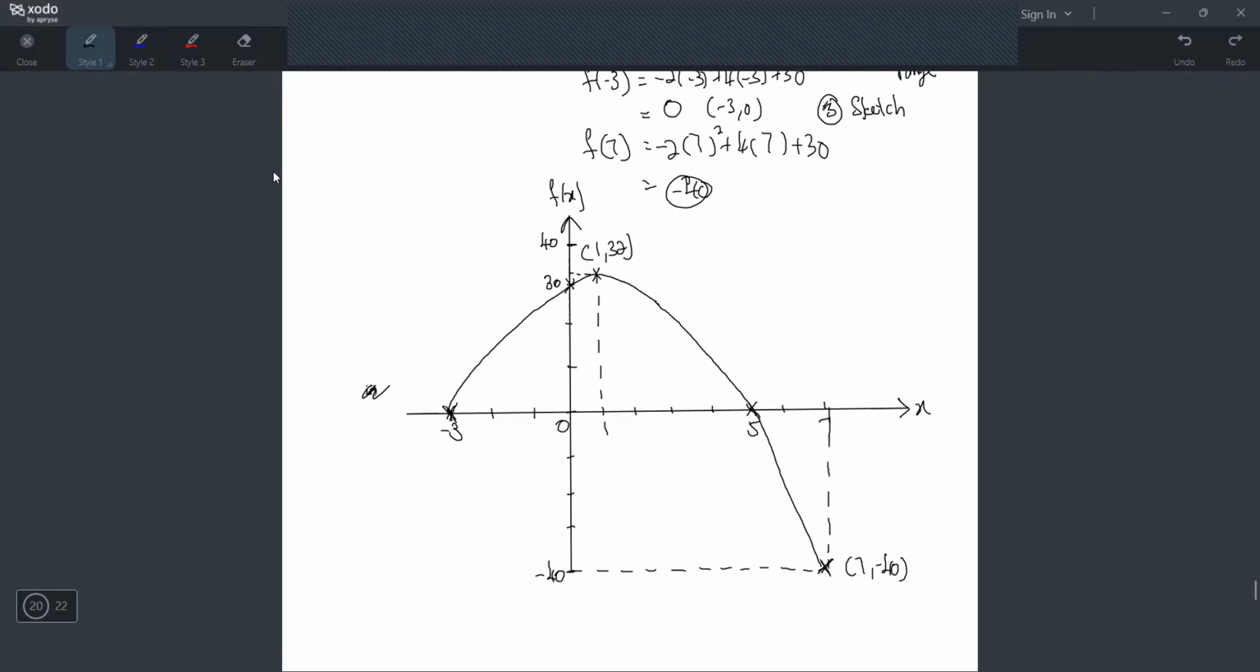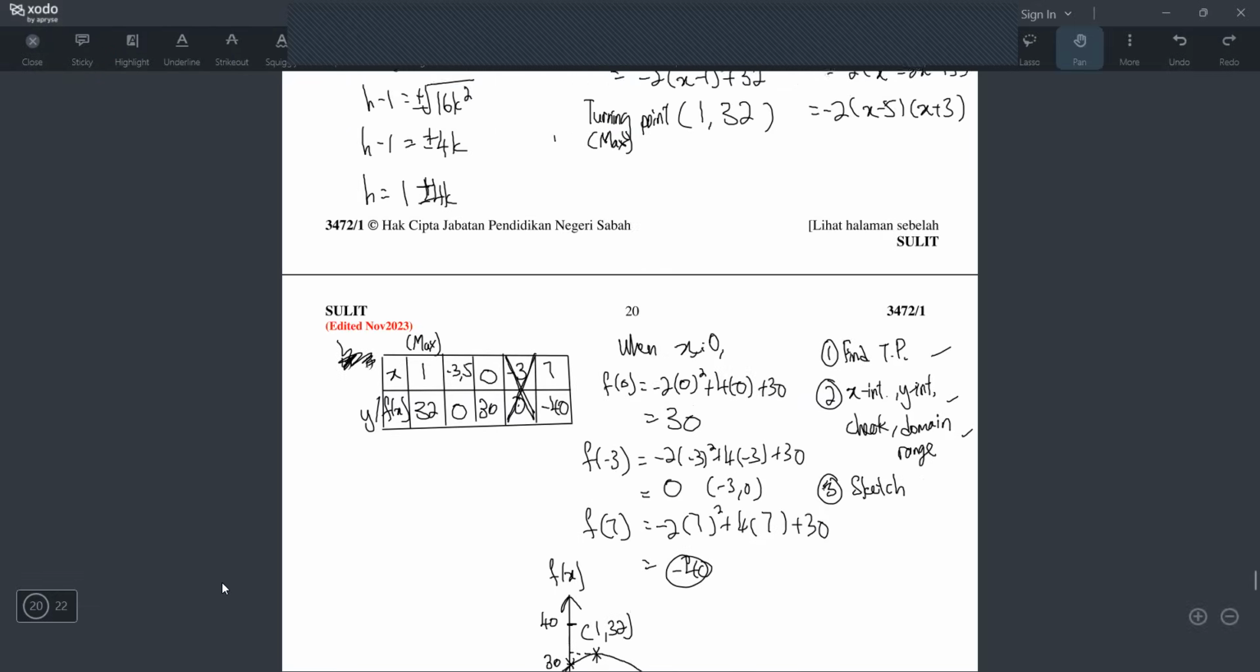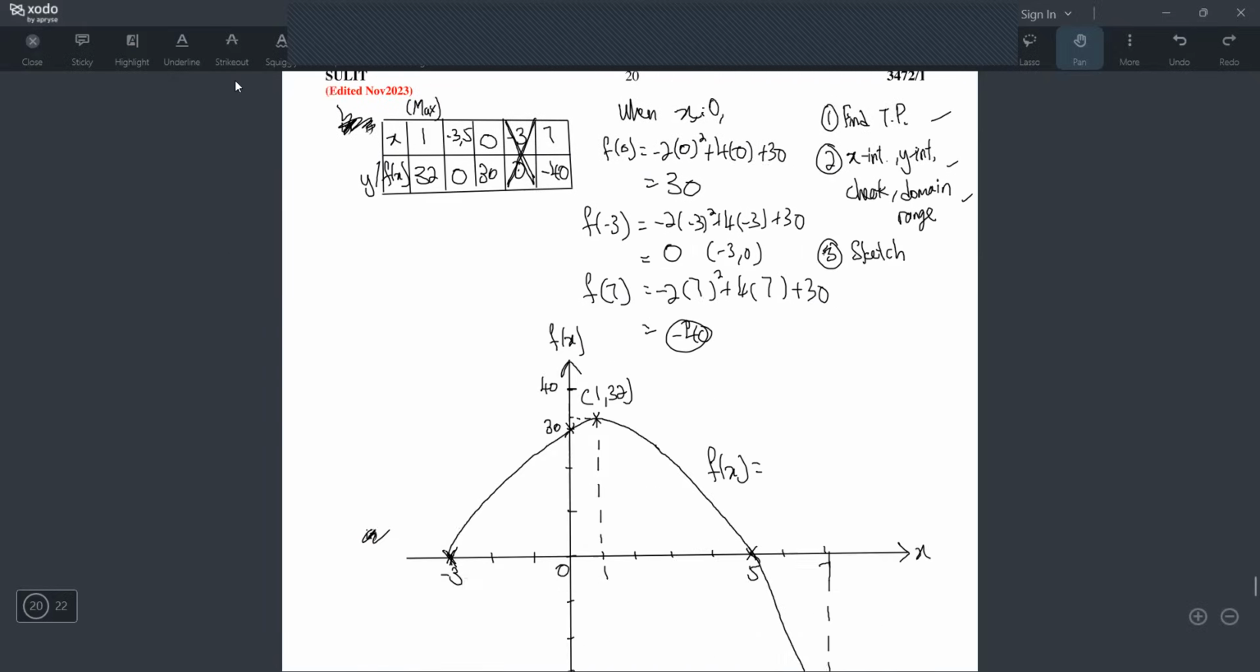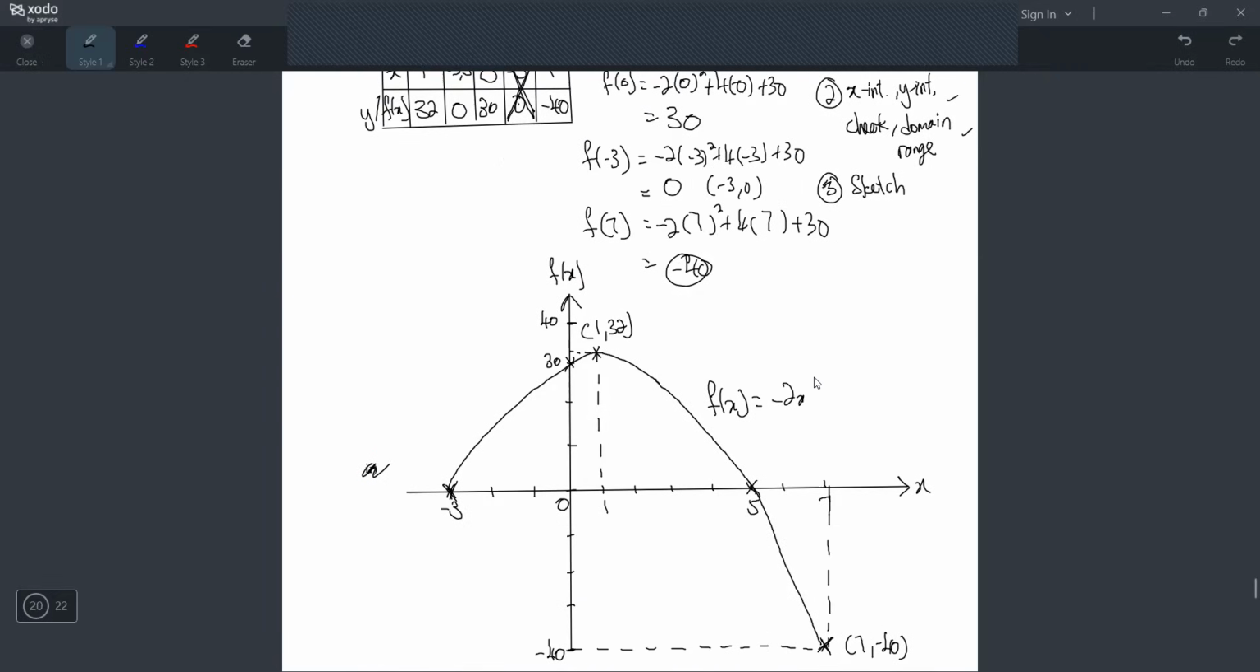Okay, so this one is the answer. So f(x) equals to what? What's the equation? -2x squared plus 4x plus 30. And then just label everything 1, 2, 3, 4, 5, 6. And then this one is -1, -2, 10, 20, -10, -20, -30.